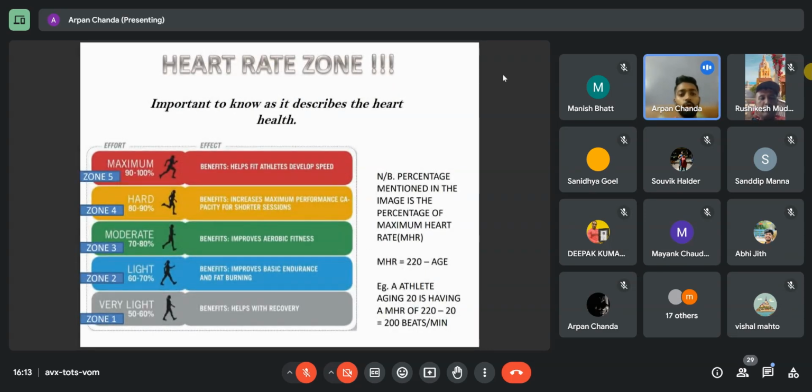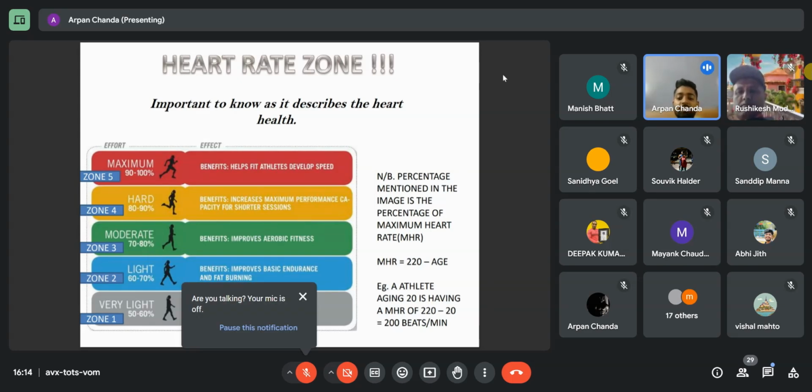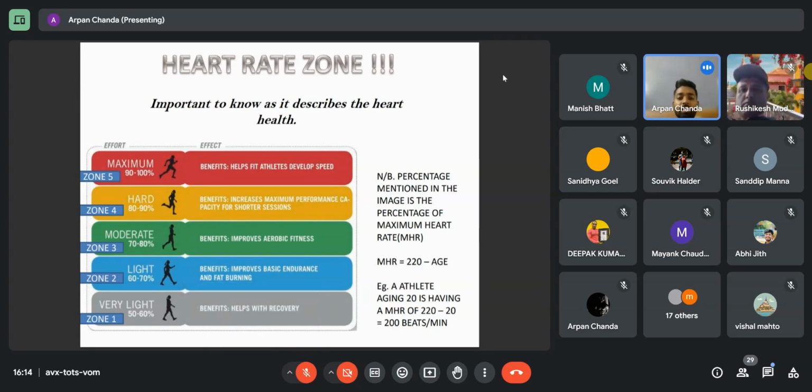Okay, so now we will go for the heart rate zones, which is quite related to the aerobic and anaerobic energy systems. So here, zone one is 50 to 60%. So what is the maximum heart rate? We'll learn about that first. The maximum heart rate of a person is 220 minus the age. So for an athlete who is 20 years old, the maximum heart rate will be 220 minus 20, that is 200 beats per minute.